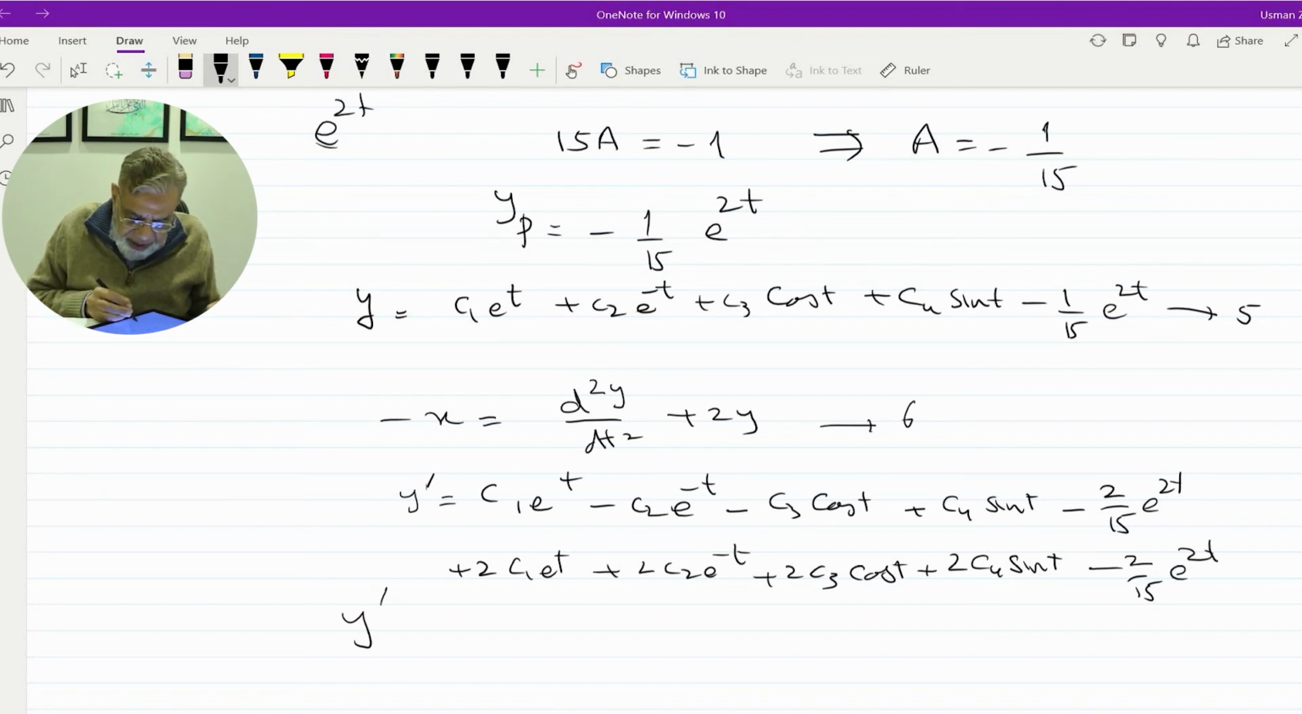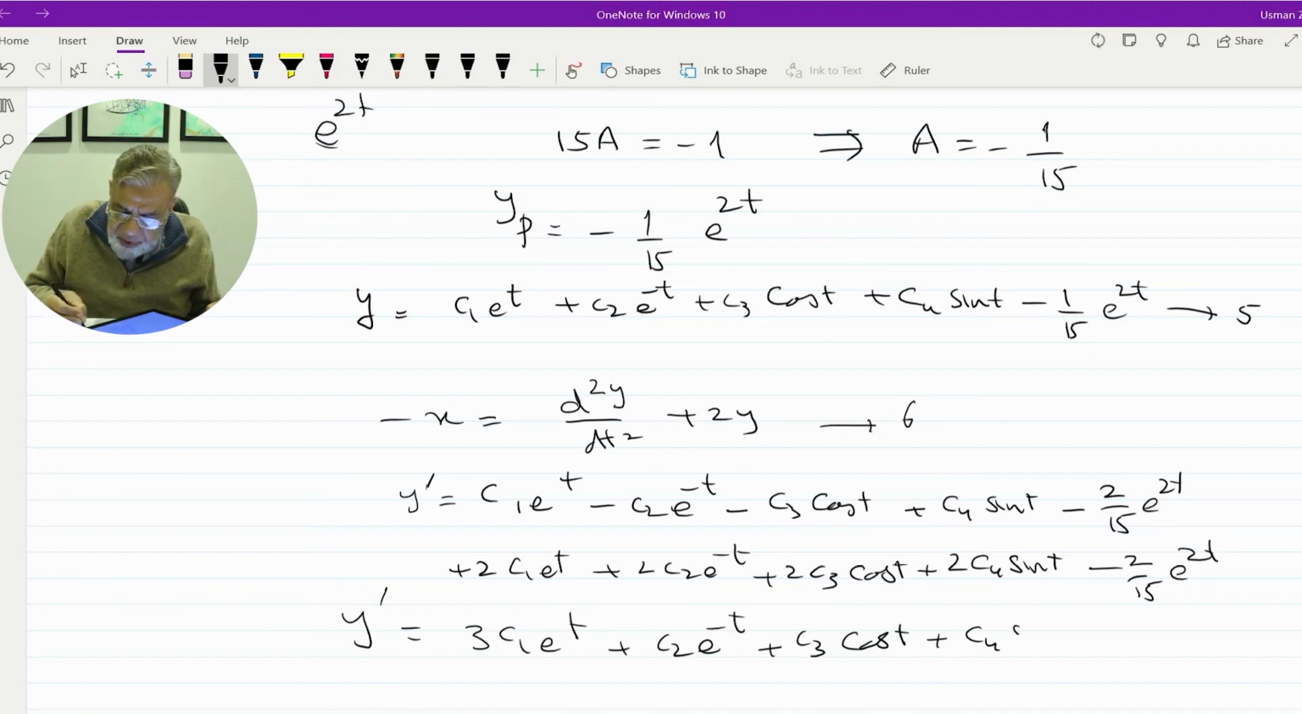Adding it, we get here y dash is equal to 3 c1 e to the power t plus c2 e to the power minus t, and plus c3 cosine t plus c4 sine t, and minus 4 by 15 e to the power 2t.